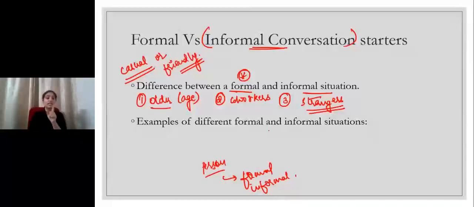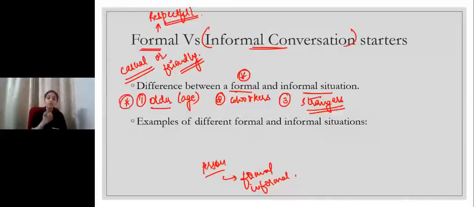The underlying difference between these two terms, formal and informal, is that in case of informal conversations, you can afford to be casual, you can afford to be friendly. But in case of formal conversations, you have to be respectful. You have to show your respect towards the other person. Why does respect play an important role in formal conversation? Because notice the domains that we are talking about.